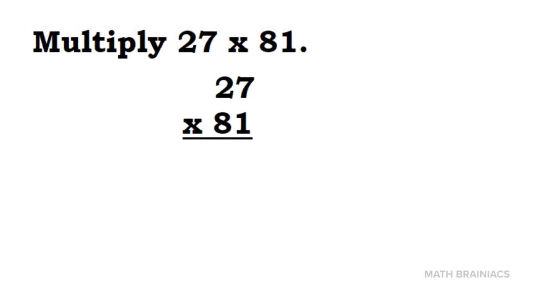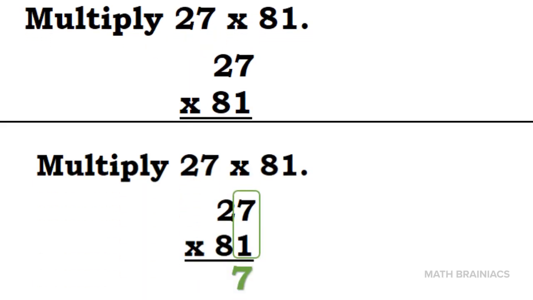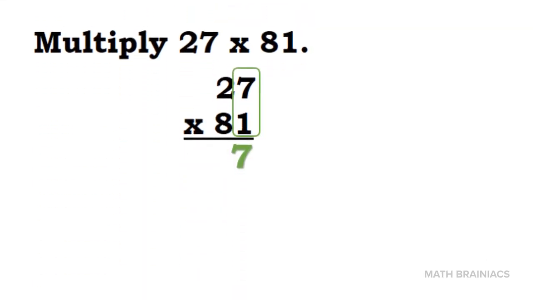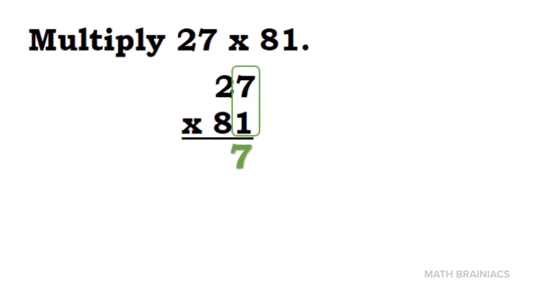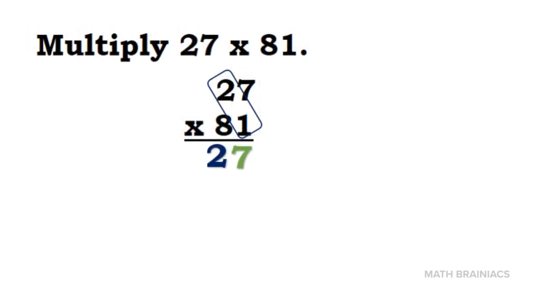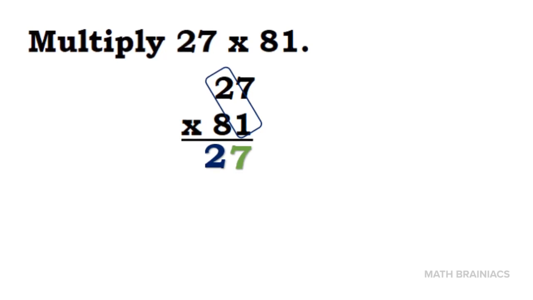Let us work on another example so that you can understand it well. Multiply 27 by 81. Our first step is to write the numbers vertically. Then, we're going to multiply the ones place value. 1 times 7 is 7. Afterwards, working on the ones place value of the multiplier with the tens place value of the multiplicand, 1 times 2 is 2.